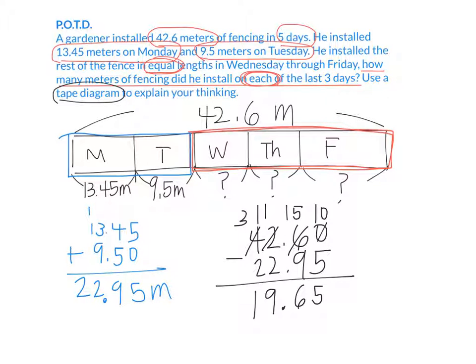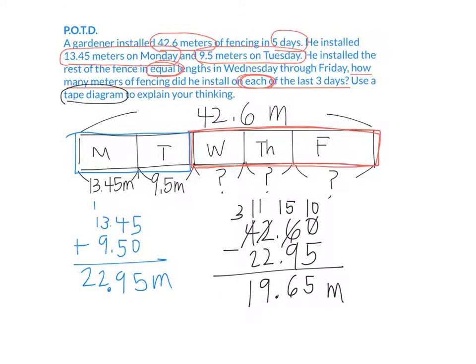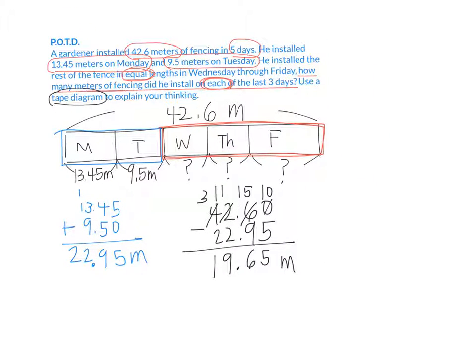No. Why not? What does 19.65 meters represent? Arav? 19.65 meters represents the total amount of fencing the gardener put in 3 days. Very good. And what's the question asking, Marvin? It's asking how much he did on each of the last 3 days. Very good. So this 19.65 is this whole amount here, right? So how can I find out how much he did on each of those 3 days? Akshay?